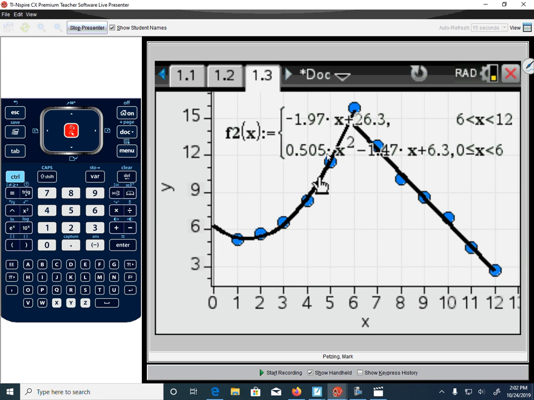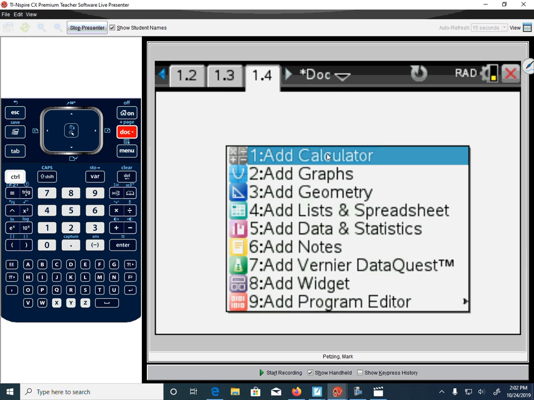Here's what I want you to do, Mark. Can you do control dot? First of all, pause for a second. Notice that on Mark's, this has F2. Maybe yours is F1. Maybe yours is F6. I have no idea where you're at, but Mark's is F2. Can you do control dot, add a page, and you are going to a calculator page.